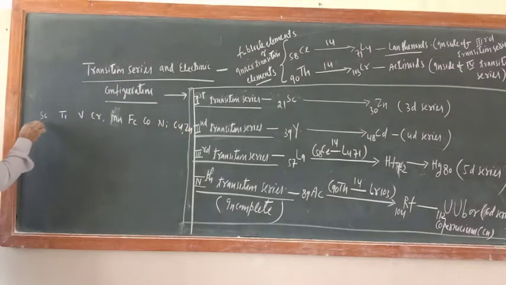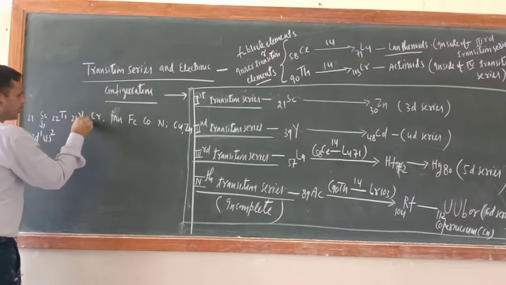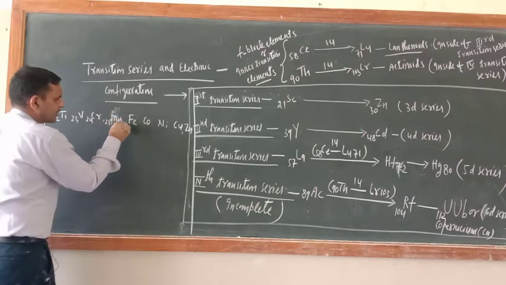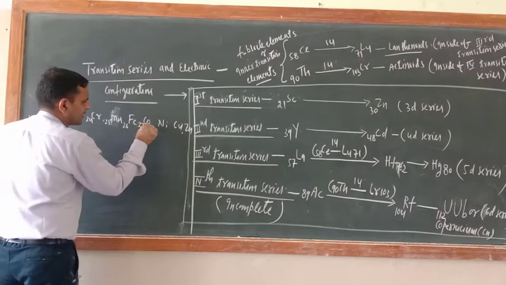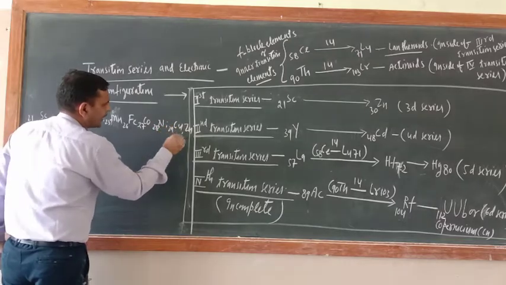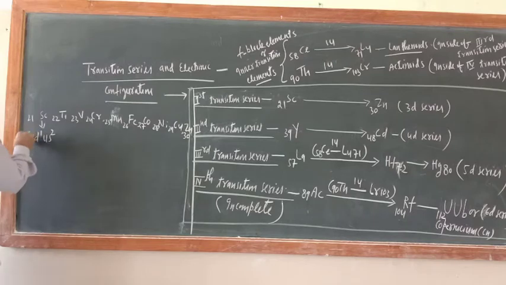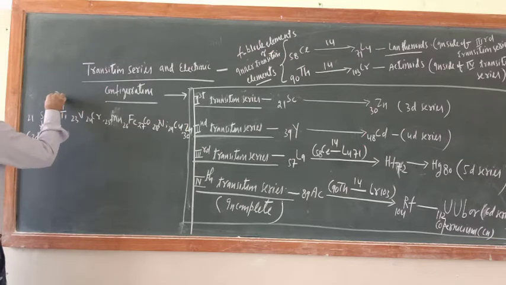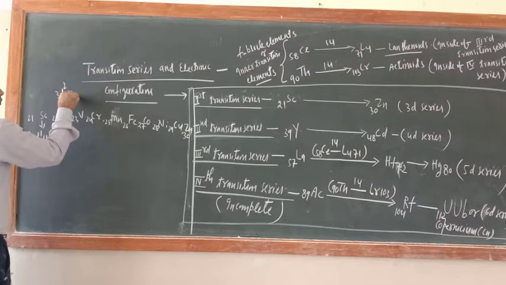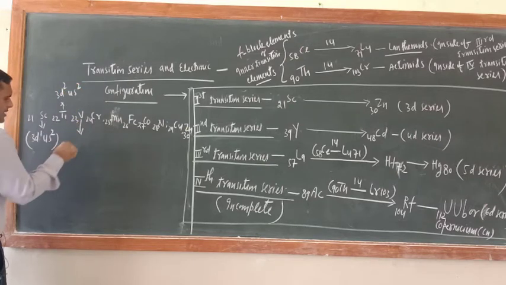Now just see, what is the electronic configuration here? Sc, 3d1 4s2. This is 21, 22, 23, 24, 25, this is 26, 27, 28, 29, and zinc is 30. I hope you are getting this. So scandium is 3d1 4s2. What about titanium? Titanium is 3d2 4s2.